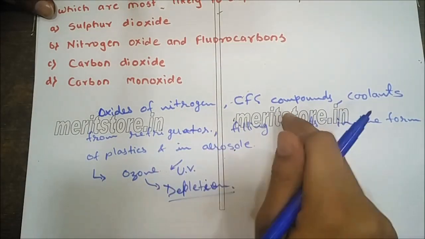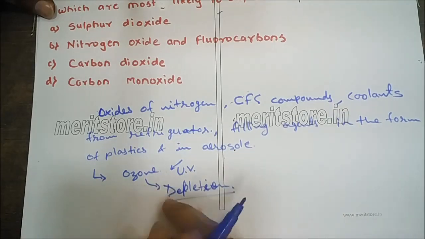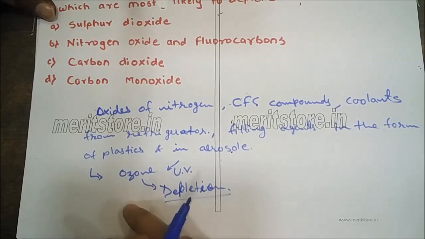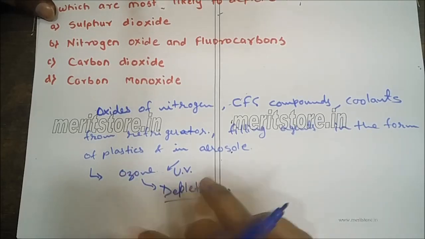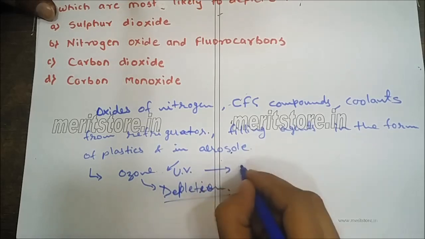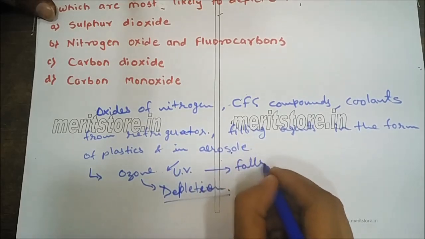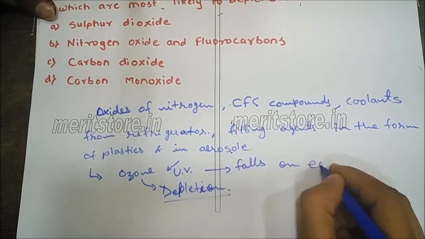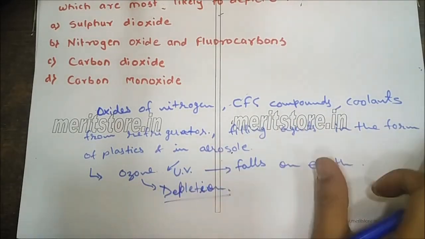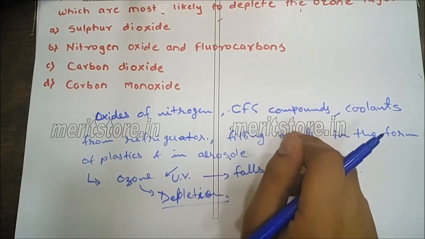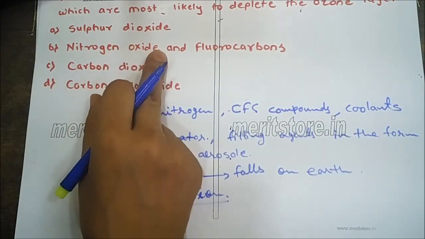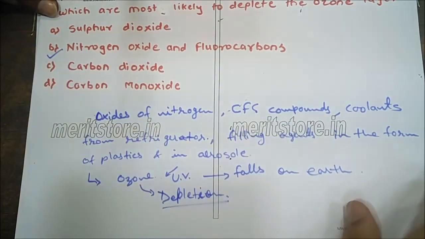But because of these compounds, the ozone layer is depleted or deteriorated, so there becomes a hole in this ozone umbrella, and the harmful UV rays fall on Earth and cause harmful effects. So the chief pollutants of the atmosphere which are most likely to deplete the ozone layer are nitrogen oxide and fluorocarbons, that is our B.